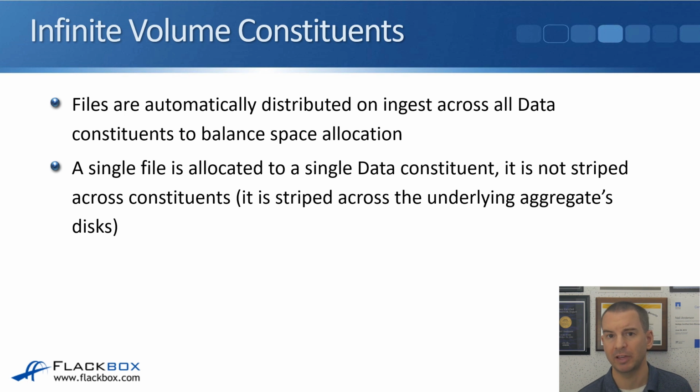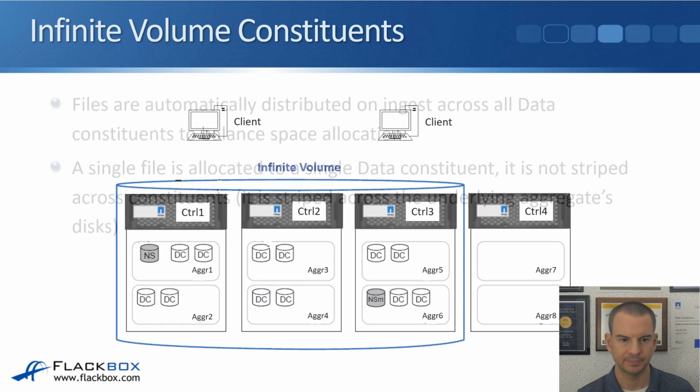The way that it works with the constituents is that files are automatically distributed on ingest, so as they're received by the storage system, across all the data constituents to balance the space allocation. A single file is allocated to a single data constituent. So that's a single volume and a single aggregate. It's not striped across constituents. However, it is on top of an underlying aggregate, and that underlying aggregate does have RAID configured on there. So it's striped at the aggregate level, but at the file level, it goes into a single constituent.